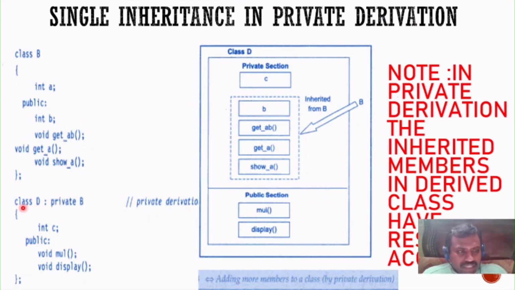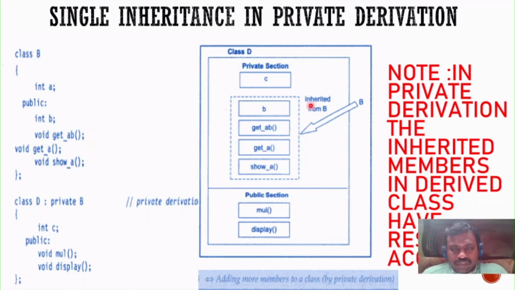Then how are we going to inherit the properties of B to the class? Now the class, what is the derived class name? That is D, colon, what type of derivation is it? Private derivation. From which class are we deriving the properties? We are deriving from the class B. Now int C, by default it is private, since any data members which do not have any access specifier are by default in the private section, as we know. In the public section it is going to contain two member functions. One is multiplication, another one is display.